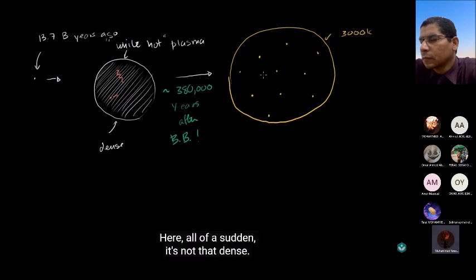Here, all of a sudden, it's not that dense. So over here, things that were being emitted could not travel long distances. They would immediately bump into something else. While over here, the universe is starting to look like the universe we recognize.